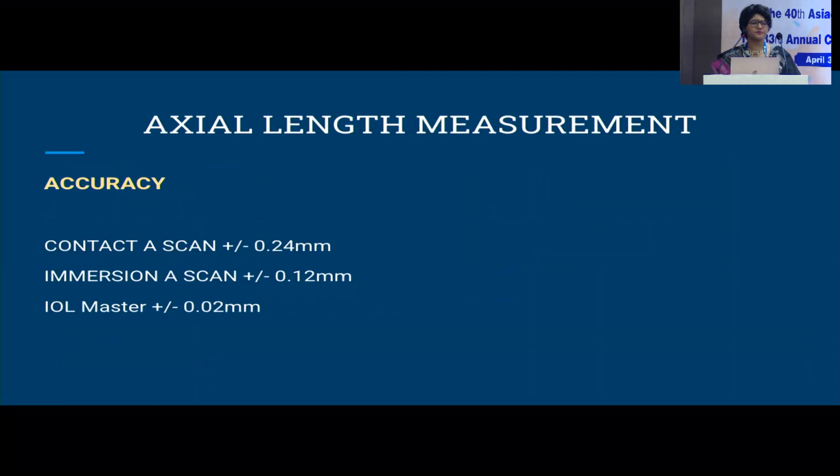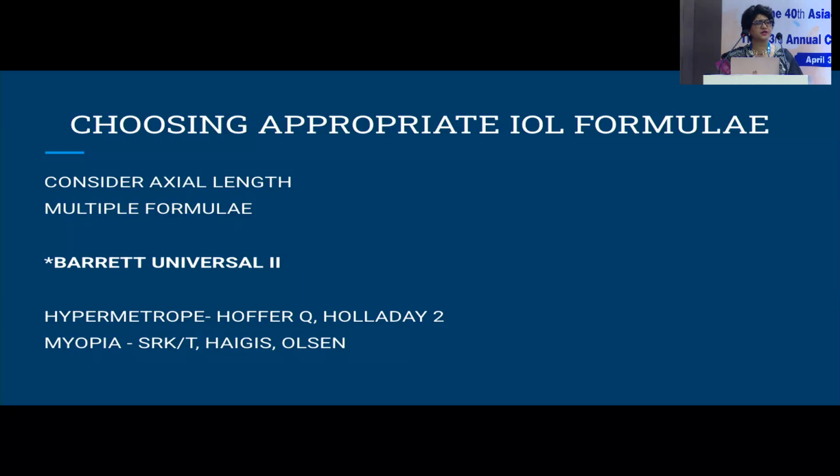Yes, so this is the accuracy that we see. Of course, when we are doing the optical biometers, the accuracy is much more as compared to the contact or the immersion A scan. Choose the appropriate IOL formula. By and large, in the normal range of axial length, most of the formulas work well. Nowadays, the Barrett Universal 2 is being commonly used, as it covers a lot of eyes, even hyperopic, myopic, post-refractive. So, like ma'am has already covered, for the extraordinary situations, which powers to be used.